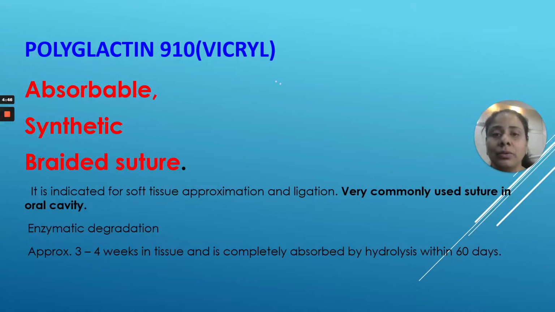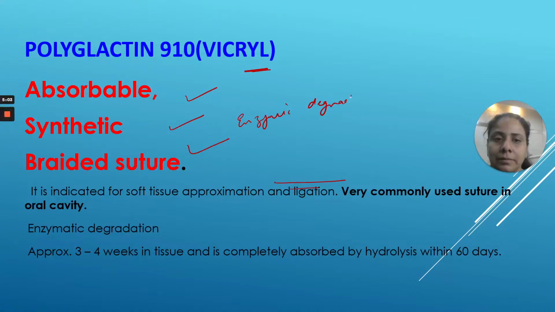Polyglactin 910, which is the Vicryl. This is the most commonly used suture in the oral cavity. This is absorbable, synthetic, and a braided suture. It undergoes enzymatic degradation, and within 3 to 4 weeks of its placement, the whole suture gets weakened, and within 60 days it gets resorbed.